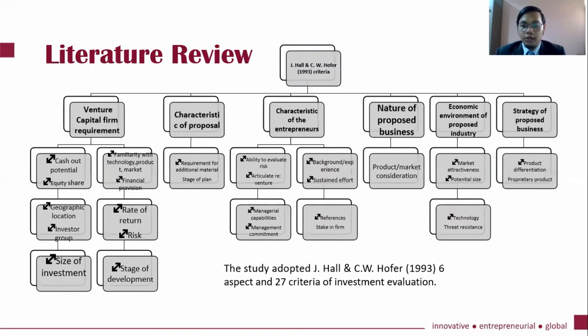Literature review. The study adopted J. Hall and C. W. Hoffer criteria, which have 6 aspects and 27 criteria of investment evaluation. The aspect of venture capital requirement has the highest number of criteria, 10 criteria, while the others are the characteristic of proposal, characteristic of entrepreneur, nature of proposed business, economic environment of proposed industry, and strategy of proposed business.